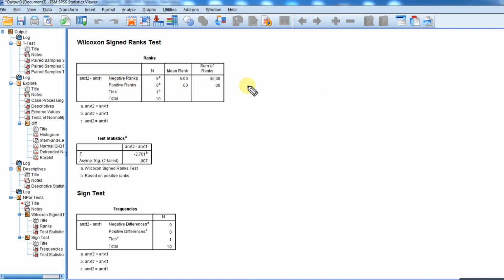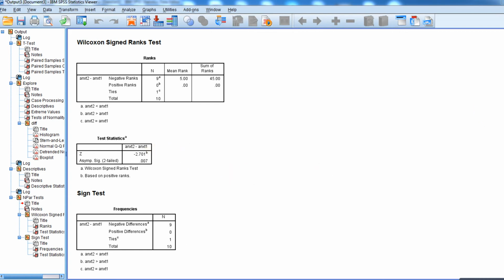So we have a z-test right here, and this is the z-value, and then we have an asymptotic significance test that's using the z-distribution. We can see it's 0.007, which is less than 0.05. So that would indicate to us that we have a significant decrease in anxiety scores from time 1 to time 2, and that's also reflected in the fact that we have this negative z-value. If the z-value had been positive, that would indicate a significant increase in anxiety scores between time 1 and time 2. And thankfully, that is not the case in our current study.